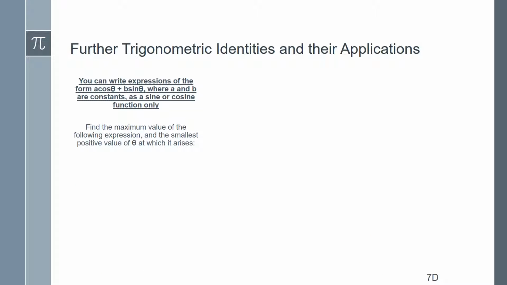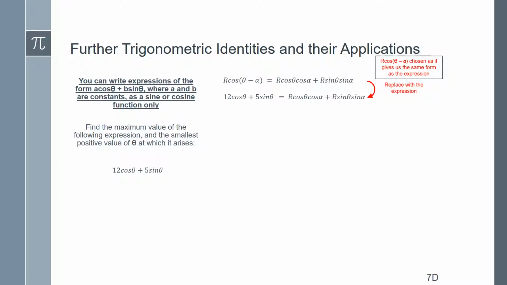Find the maximum value of the following expression and the smallest positive value of theta at which it arises: 12 cos theta plus 5 sine theta. So r cos (theta minus alpha), chosen as it gives us the same form as the expression. So r cos theta cos alpha plus r sine theta sine alpha. Do exactly the same process. Addition formula, compare the terms. So 12 is r cos alpha and 5 is r sine alpha.